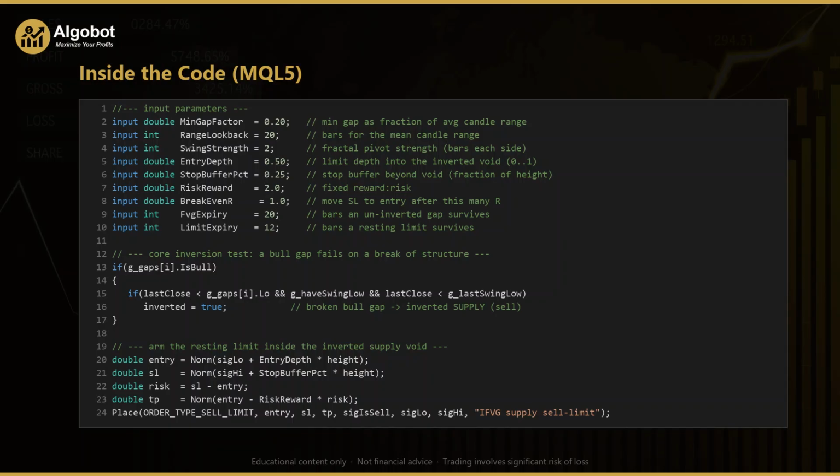When that happens, the strategy computes the order. Entry is the void's lower edge plus the entry depth fraction of its height. The stop sits above the void plus the buffer. Risk is the distance between them, and the take profit is the entry minus the risk-reward multiple of that risk. Finally, it places a sell limit. The buy side is simply the mirror image of everything you just saw.